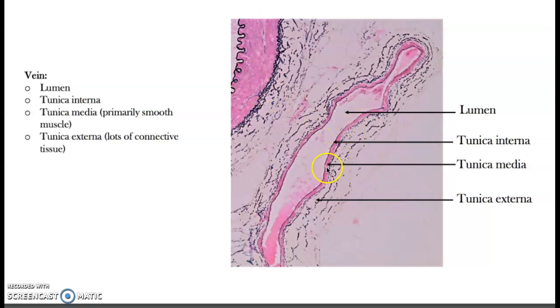Then you have the tunica media. It's thinner than this one. And then you have the tunica externa. It's made of connective tissue. Usually your veins are flattened or collapsed, like this one.